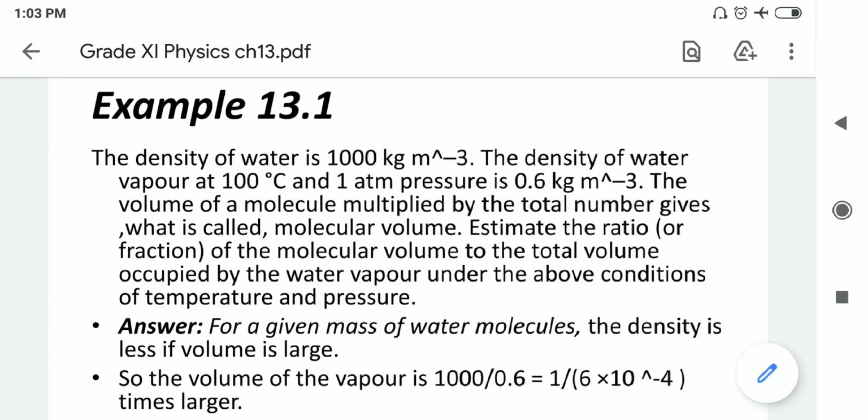The volume of a molecule multiplied by the total number gives what is called molecular volume. Estimate the ratio or fraction of the molecular volume to the total volume occupied by the water vapor under the above conditions of temperature and pressure.